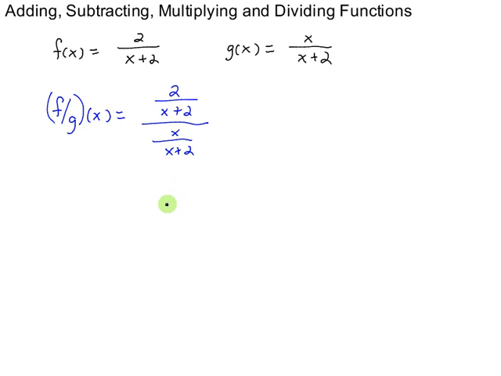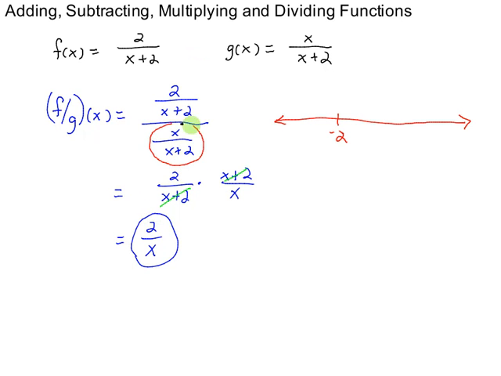F over g is a little bit different. This is the same thing as 2 over x plus 2 times the reciprocal of the denominator, so x plus 2 over x. The x plus 2's cancel, and so we just end up with 2 over x as the output of this function. We still find our domain in this step, so we definitely need to cut our number line at negative 2, but also we should cut it at 0 because this x is part of an entire denominator. So you should verify that your domain ends up being everything but negative 2 or 0.